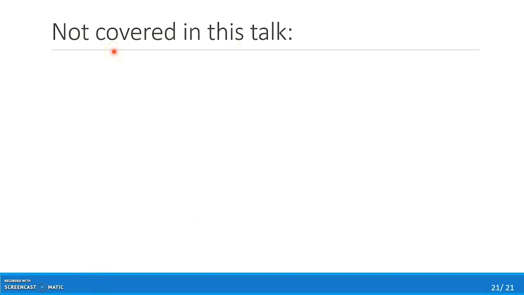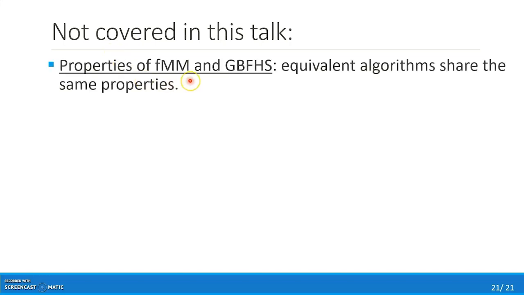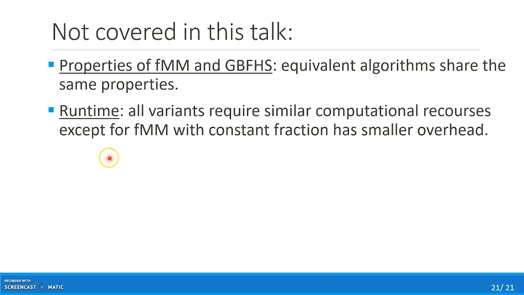To conclude, I would like to mention a couple of things that I did not cover in this talk. First, both FMM and GBFHS have some very interesting theoretical properties proven for one but not the other, and the equivalence between their variants suggests that these variants share the same properties. Second, I did not mention anything about runtime, but just know that all the variants require similar computational resources, except for FMM with a constant fraction that has a smaller overhead.